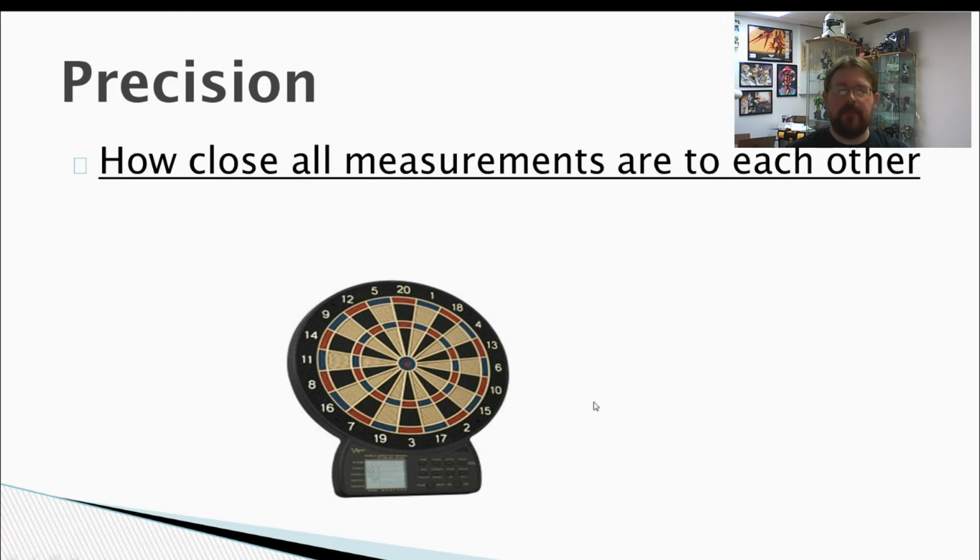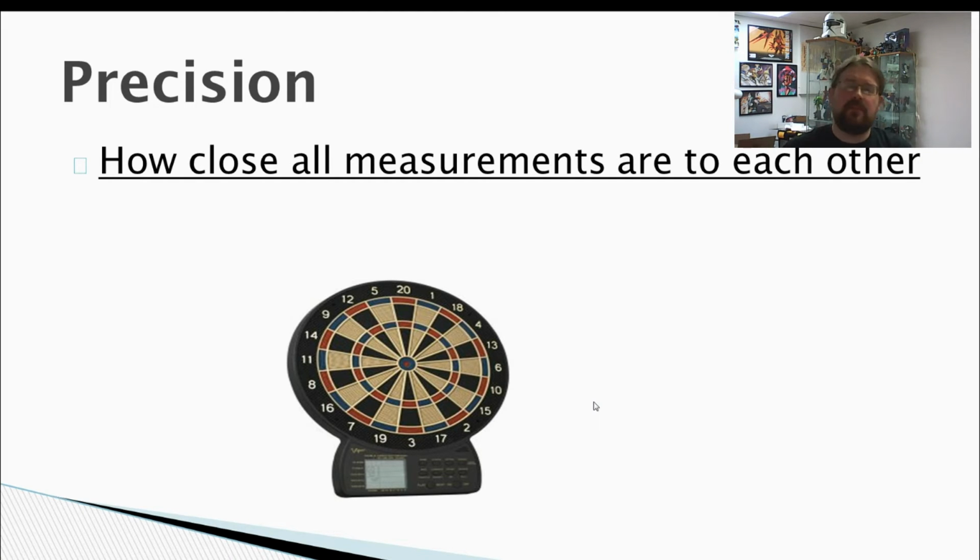Precision is different. Precision is how close all measurements are to each other. That means when you're taking measurements, you want to be consistent. That's what precision is. Precision actually has nothing to do with how correct you are. Precision has to do with consistency. You want to consistently make the measurements the same way. Okay? For example, if you're taking measurements with volume again, you want to consistently use a graduated cylinder because then your measurements are going to be close to each other.